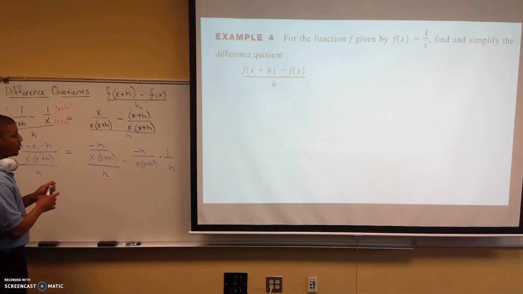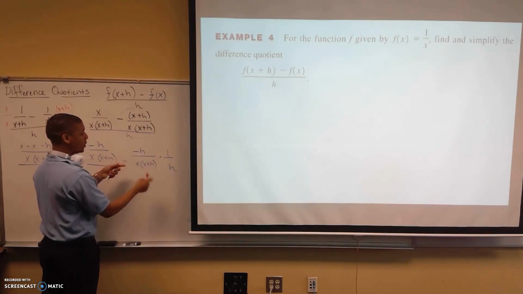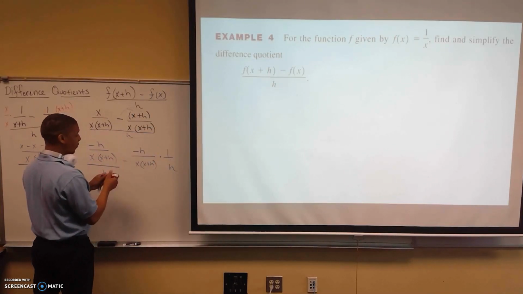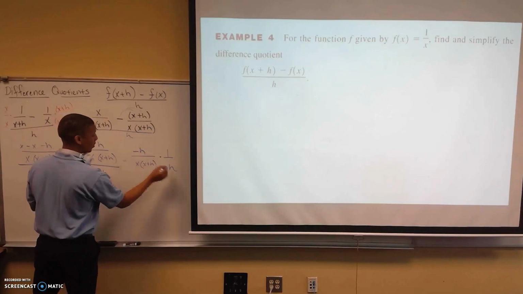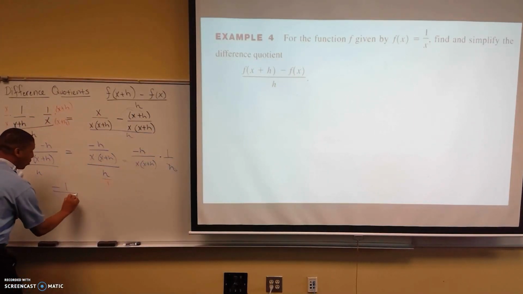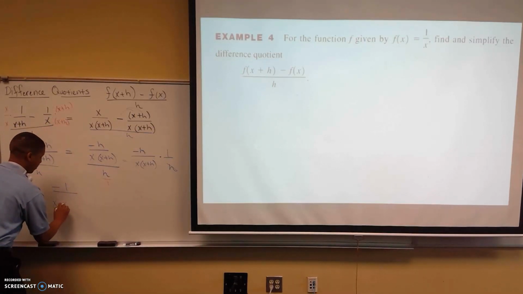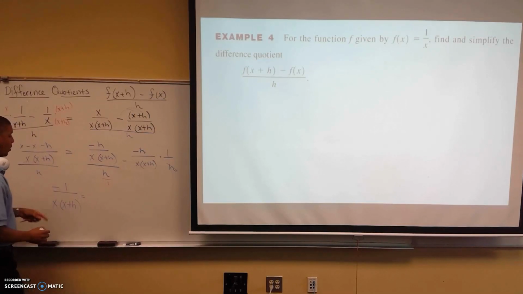So now what do we notice here? If I want to reduce by looking diagonally, I have an h here and an h here, so both of these will cancel. So negative times that 1 is going to make a negative 1 over what's on the bottom left here. And this can be the answer for the problem.